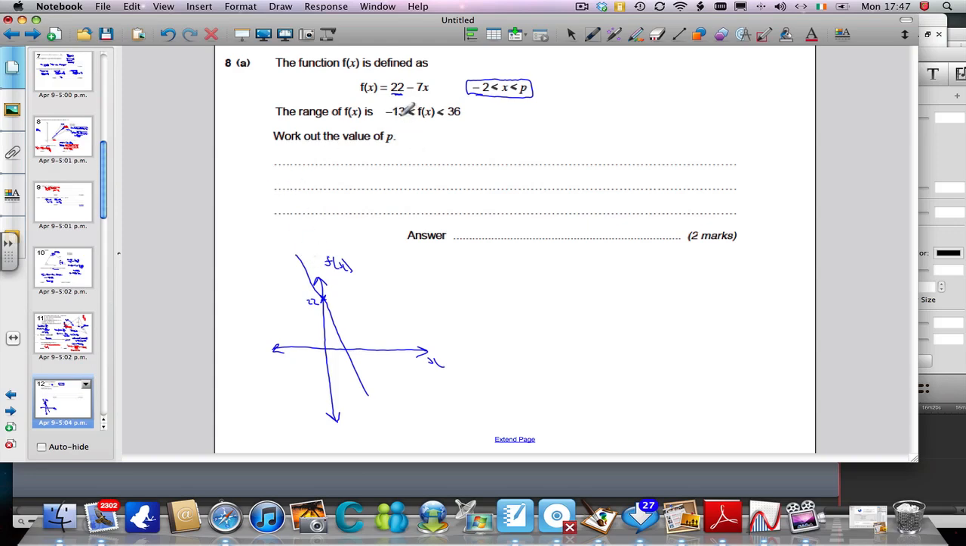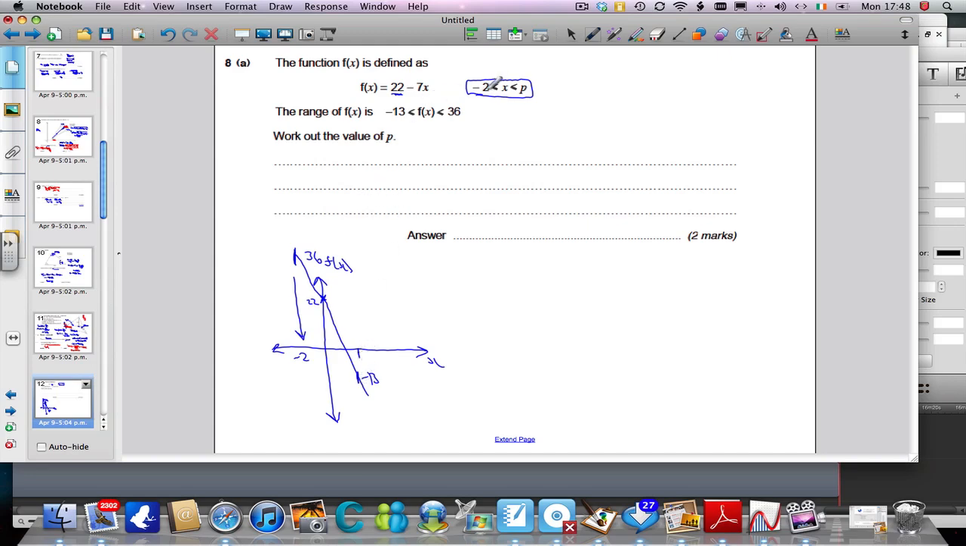And it tells us that the range is -13 to 36. That means somewhere up here would be around 36, so that's as high as it gets. -13 would be somewhere down here. And any other information we could put in there? Oh, -2 up to p. So I know that this bit here is -2, it would have to be because it's to the left. And I want to know at what value it hits its lowest value.